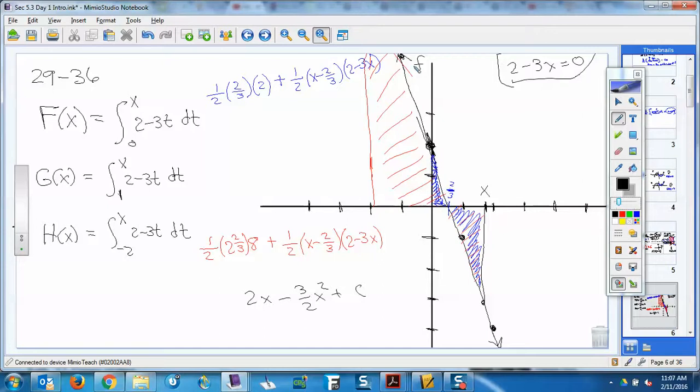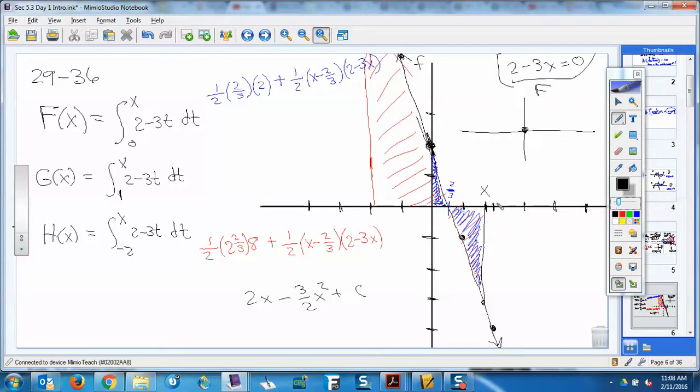Let's do big F, because it'll be easier. Let me come over here, and I'm going to start to draw a big F graph. Let's start at 0, because that'll be easier. Now what point do I know on the big F graph? I know big F of 0 is 0.